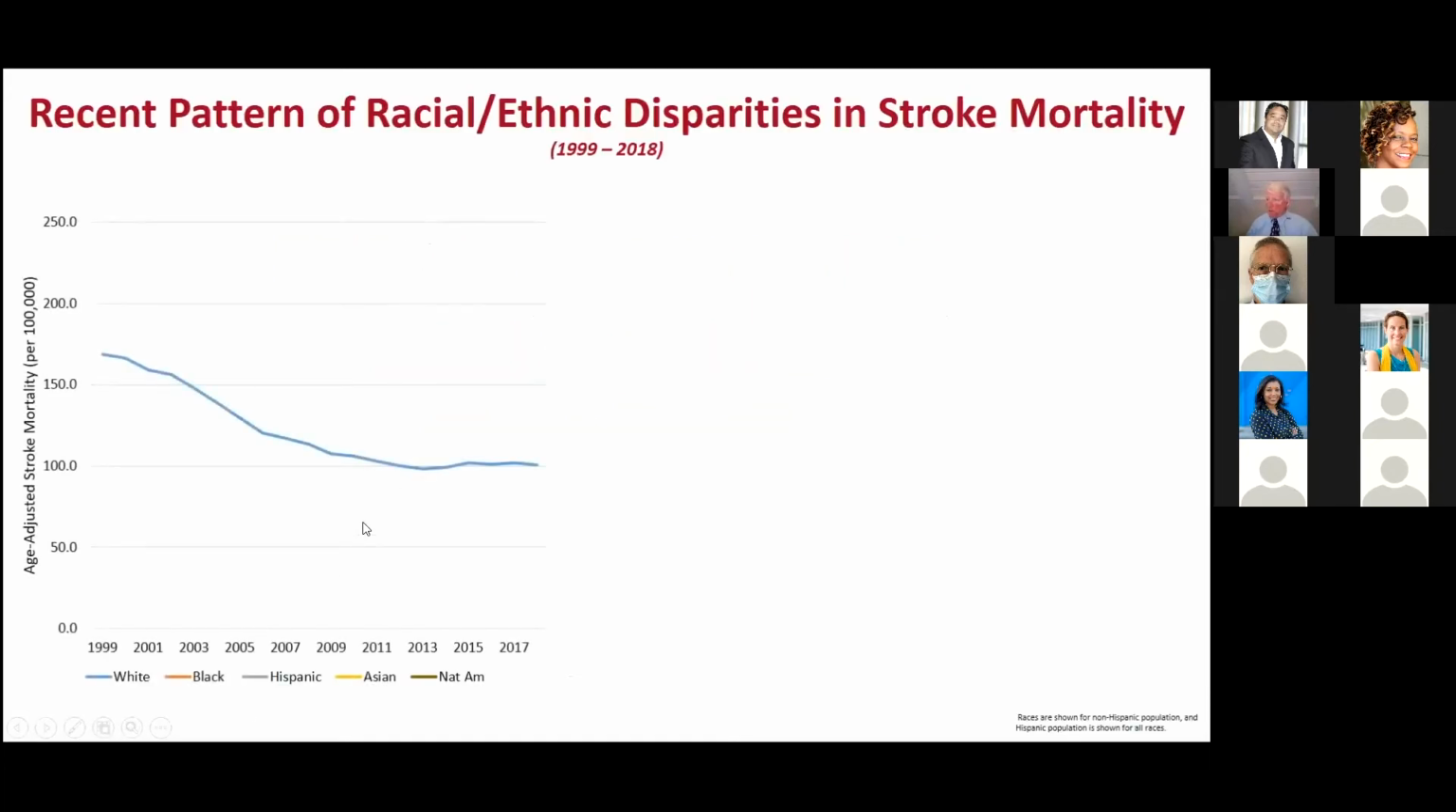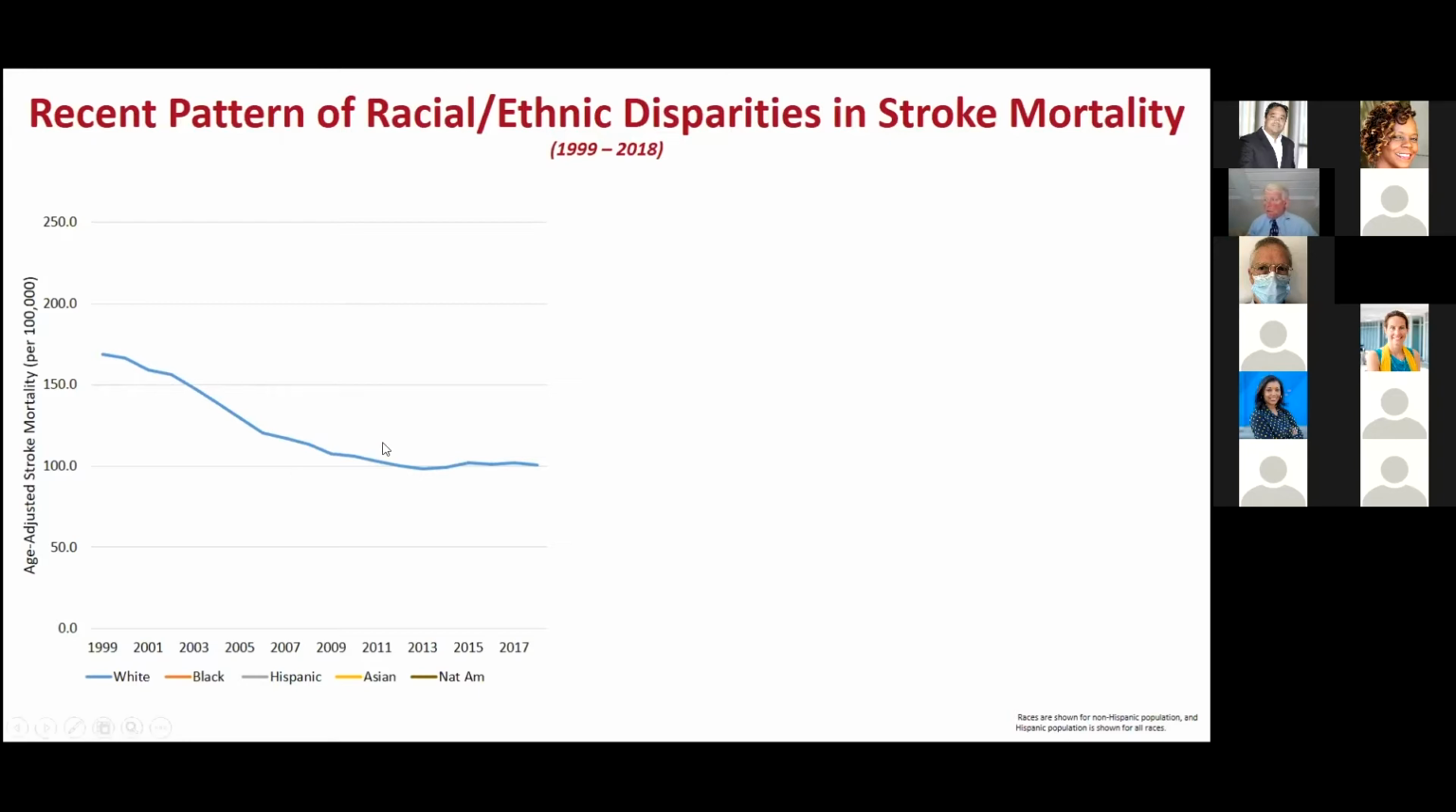So I come bearing good news. This is the pattern of age-adjusted stroke mortality for stroke over the last 20-ish years. And as you can see, this is for whites. There's been this phenomenal decline from about 170 per 100,000 down to 100 per 100,000. So 40% decline in stroke mortality over 20 years.